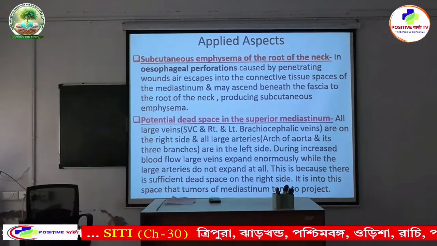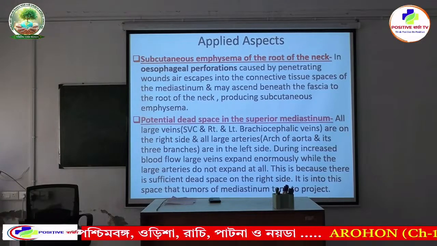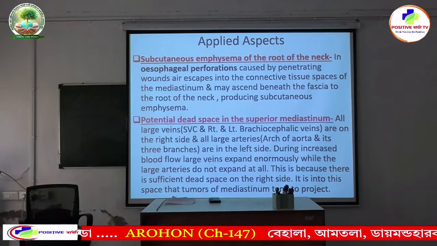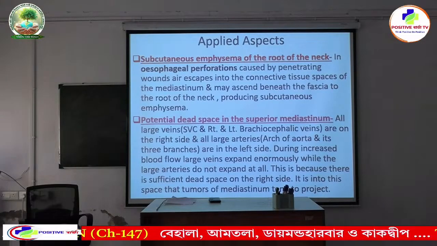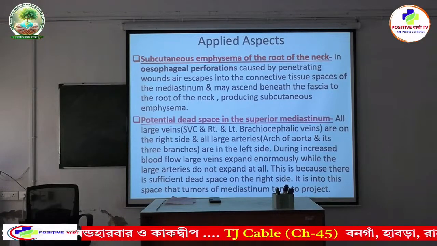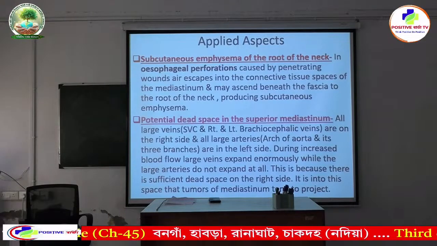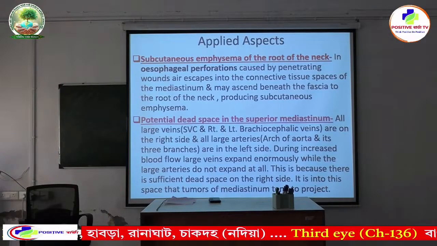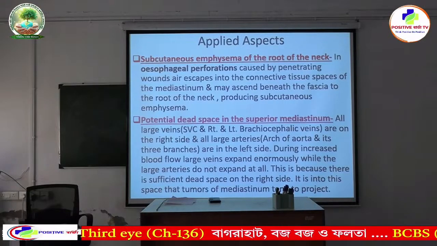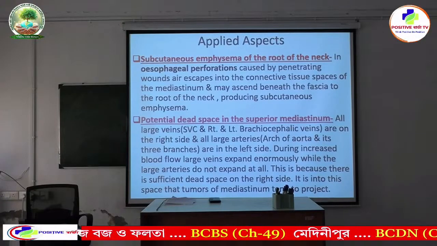So tumors of the mediastinum tend to project towards the right side because on the right side there are spaces for expansion of these veins. It cannot extend to the left side because large arteries are present and arteries are not that compressible. So that's why any tumor in the mediastinum tends to project towards the right side. This comes as an explain why question: why any tumor of the mediastinum tends to project towards the right side.